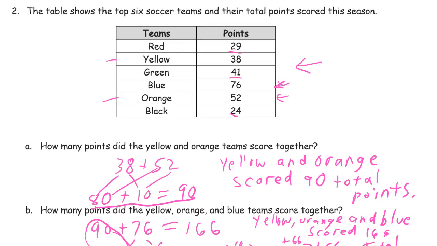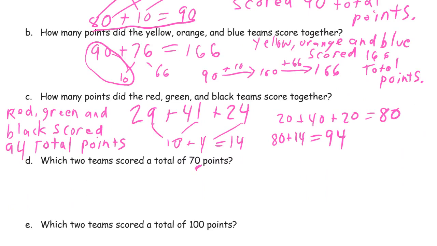And it's two teams, right? So let's see, this 9 would need a 1. 29 and 40, that would be, how about 29 and 41? Well, that's 2 tens and 4 tens is 60, and the 9 and the 1 is another 10. That would make it 70. Those would work right there, the red and the green. 29 plus 41. So we got to show that.